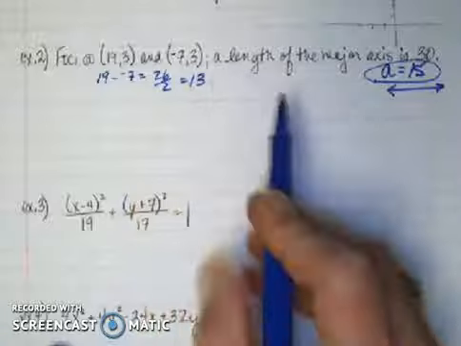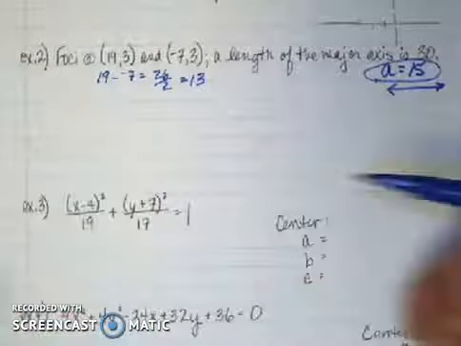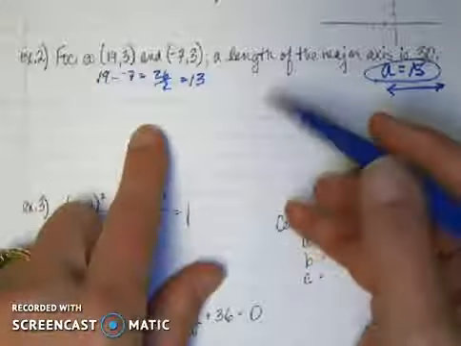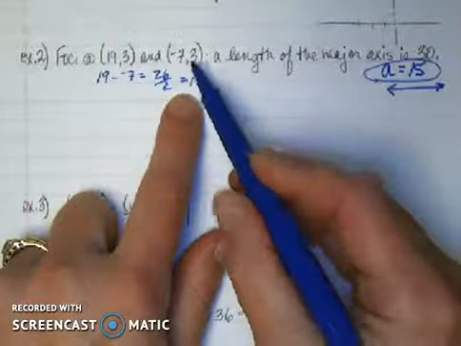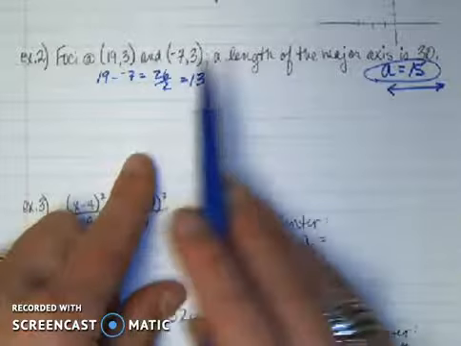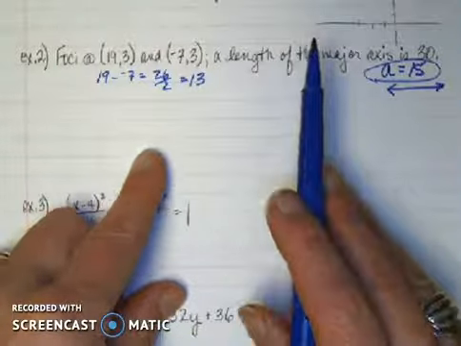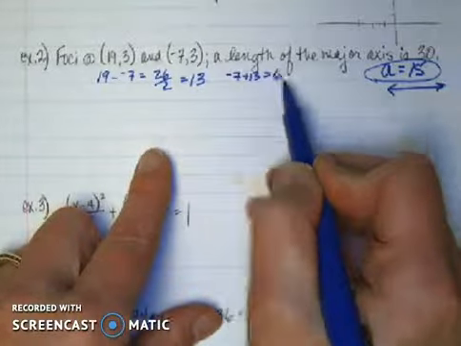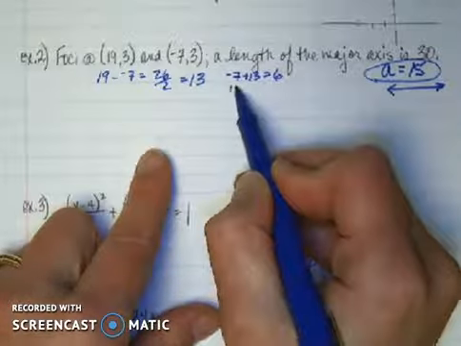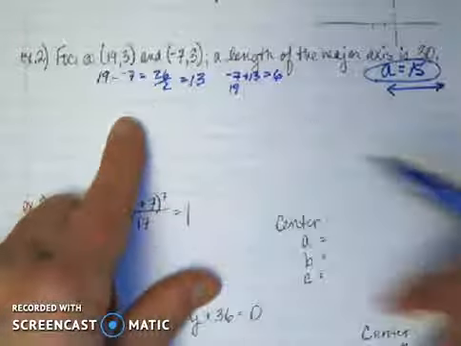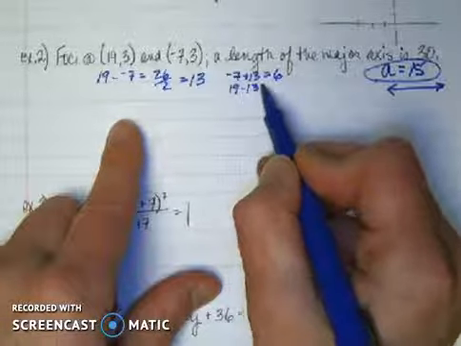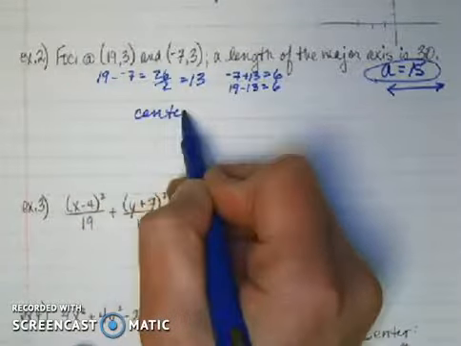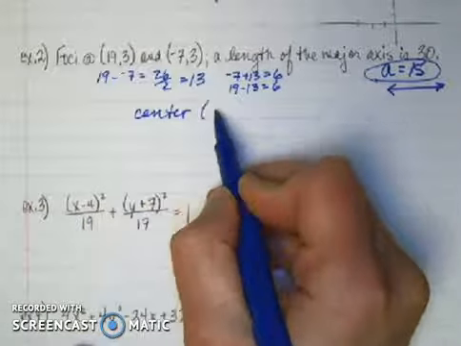So if I come in 13 from both of those points, then I will get the center. If I'm over at (-7, 3) and I come in 13, where am I? I'm at 6, right? So -7 plus 13 gets me at 6. Or if I'm at 19 and I have to come back 13, I'm going to be at 6. So I know that my center is at (6, 3).